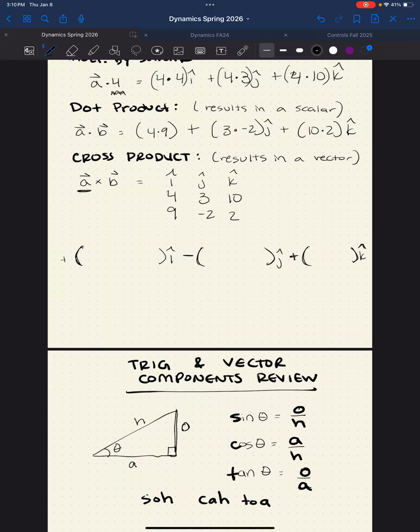So let's look at what we do for the I component. For the I component, I want to kind of hone in on this part of my array. And what goes over here, I call it doing the forward minus the backward product. So I'm going to take 3 times 2 minus 2 times 10. Okay, so then minus results in a positive.